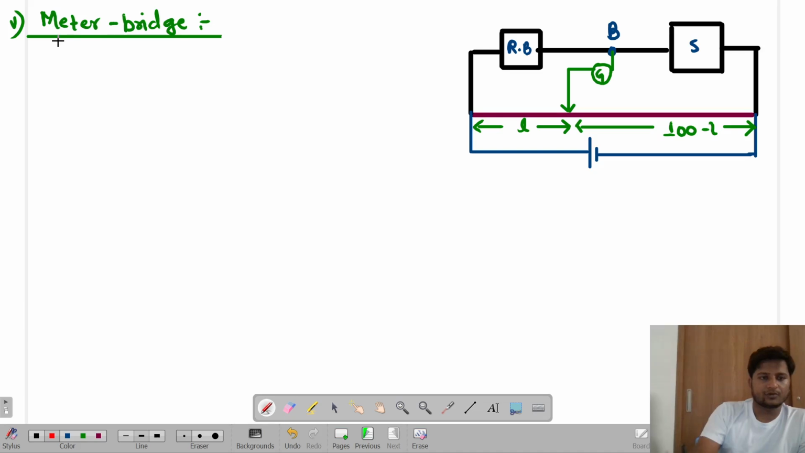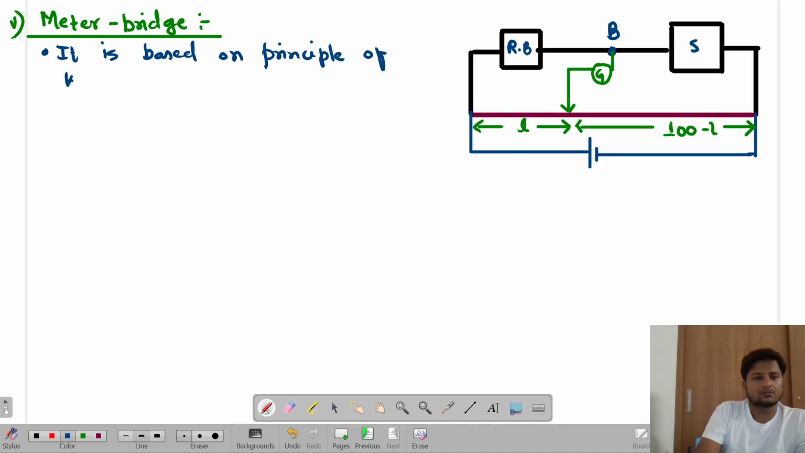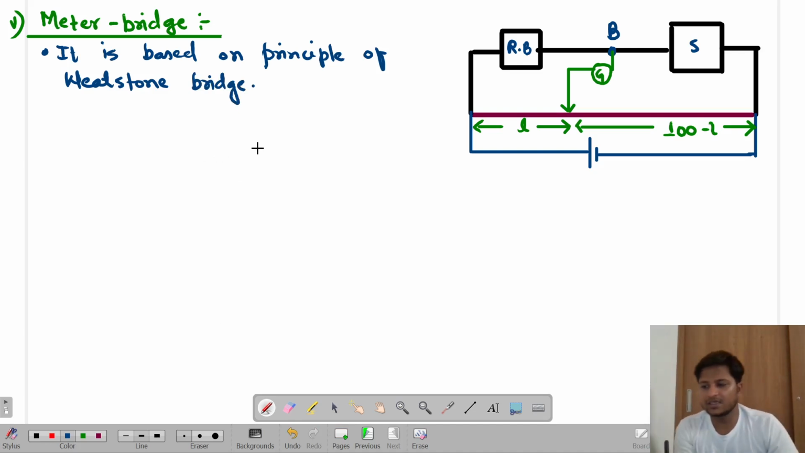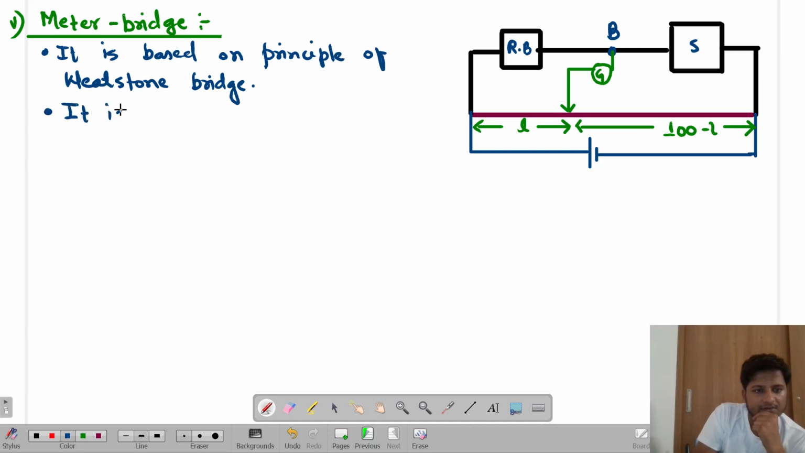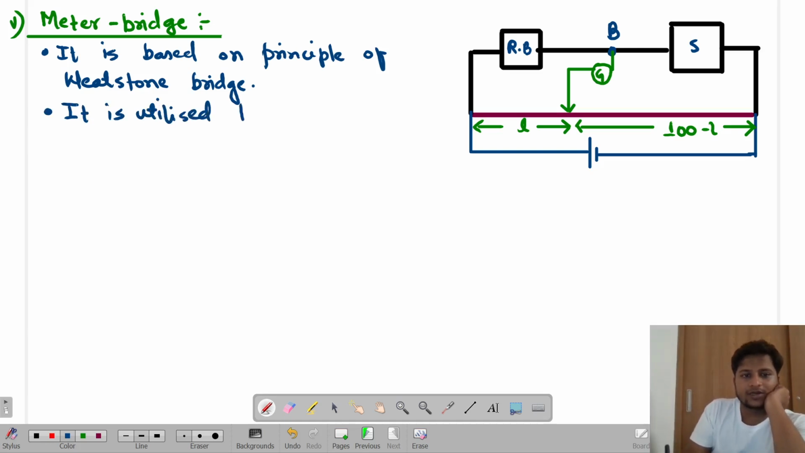So basically, let us write some points regarding this. It is based on the principle of the Wheatstone bridge. And second thing is that it is utilized to find the unknown resistance, isn't it?